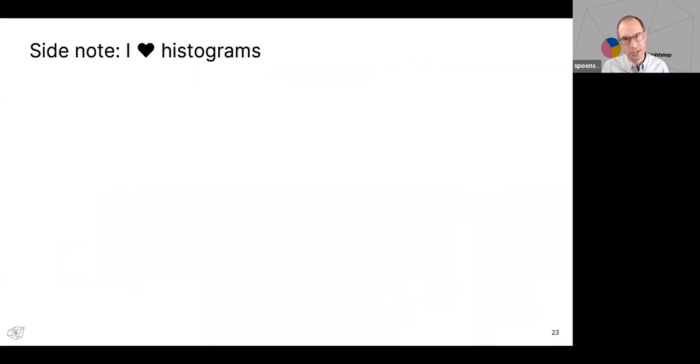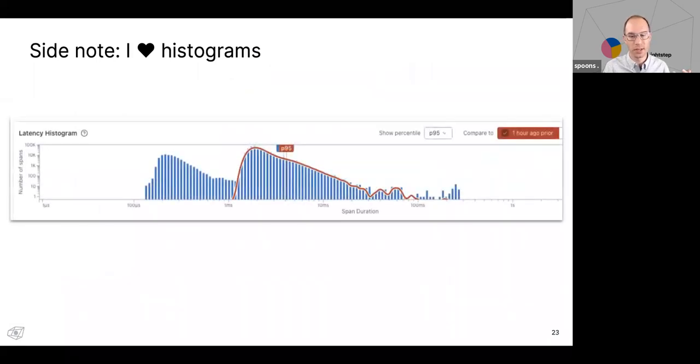This doesn't have anything to do with tracing, but histograms are great. This was a histogram that we were looking at when we had just deployed a new version of one of our services, and that new version had a cache in it. So we were thinking about how to improve performance in this case, and we were hoping to see an improvement.